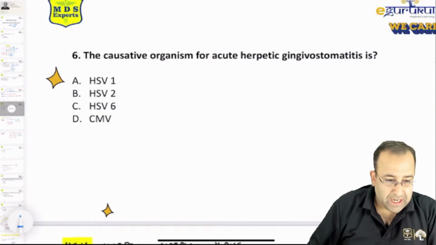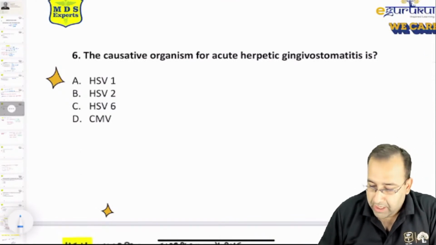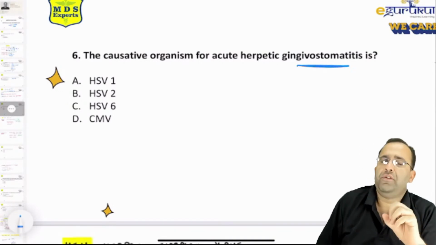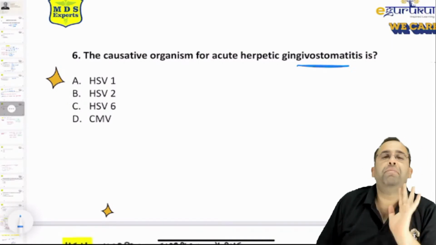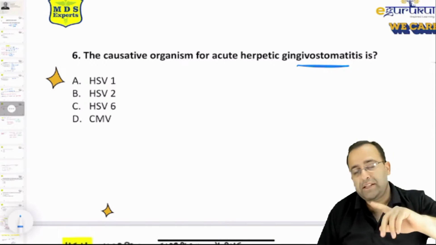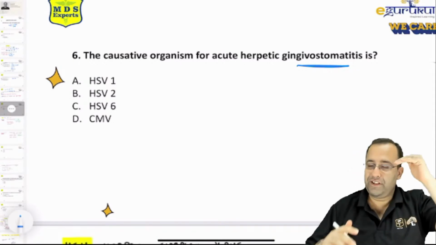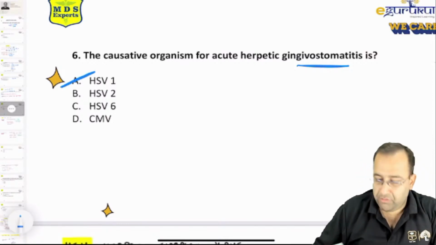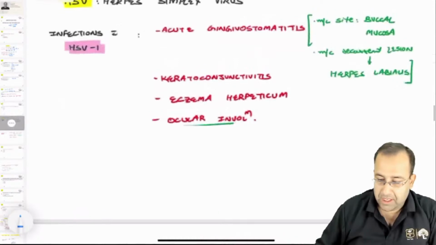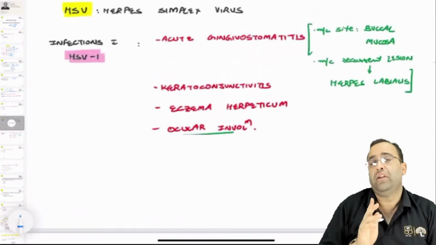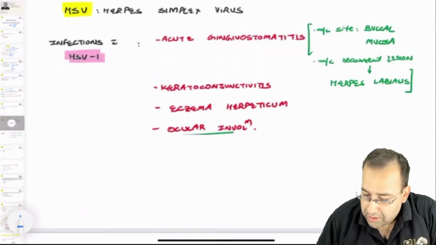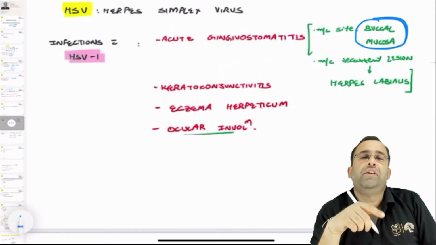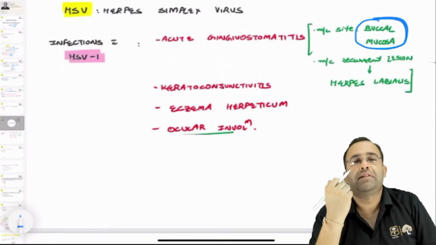The causative organism for acute herpetic gingivostomatitis is, with respect to herpes, we follow a simple rule in microbiology. HSV1 is above the waist, HSV2 is below the waist. So HSV1 is associated with gingivostomatitis, the most common site of which is buccal mucosa, whereas the most common recurrent lesion occurring is herpes labialis.